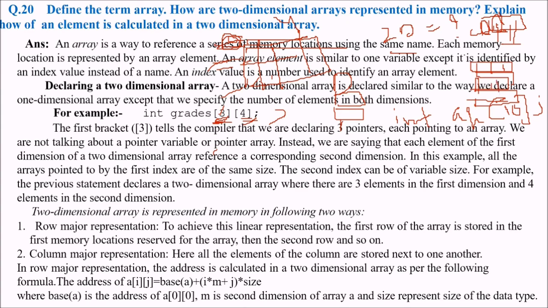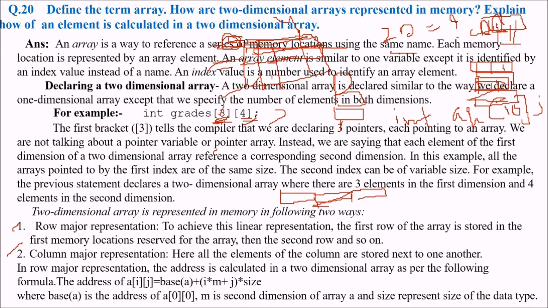Okay. So the two-dimensional array is represented in memory in 2 forms: row major representation and column major. And to represent this linear representation in row major, the first row of the array is stored in the first memory location. Means the first row will be taken and placed in the memory. And then the second row, that means this row, then the third row. So this is how it is done.